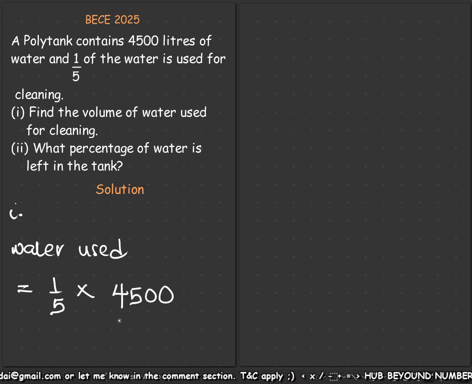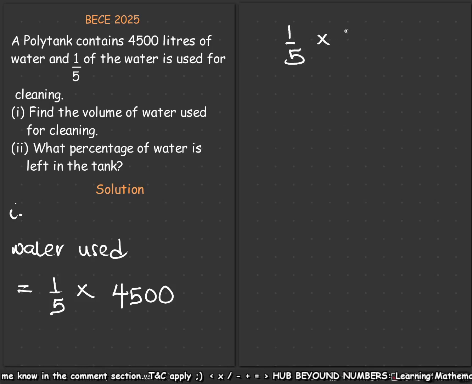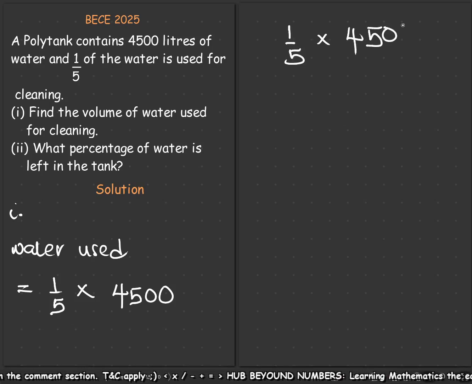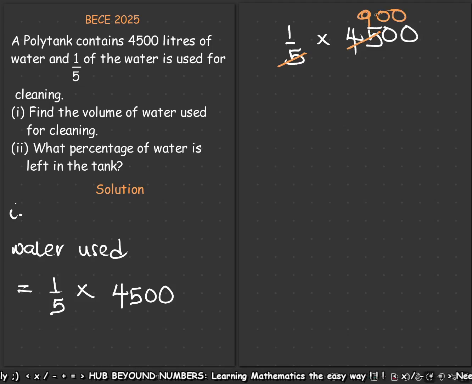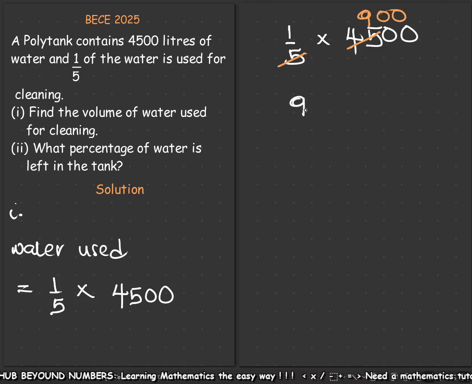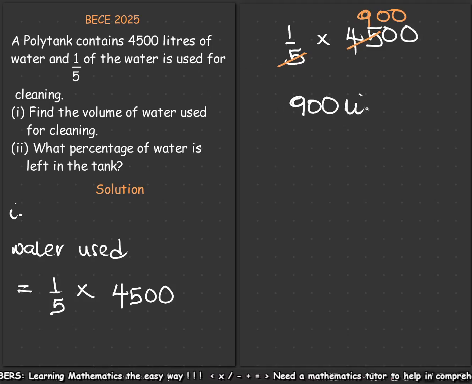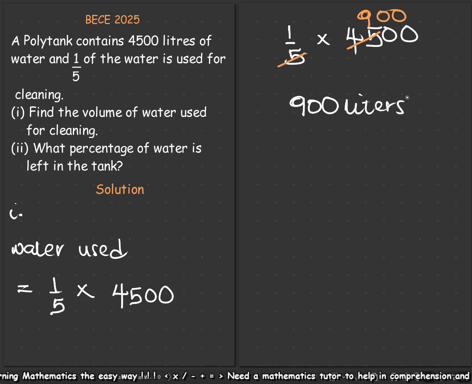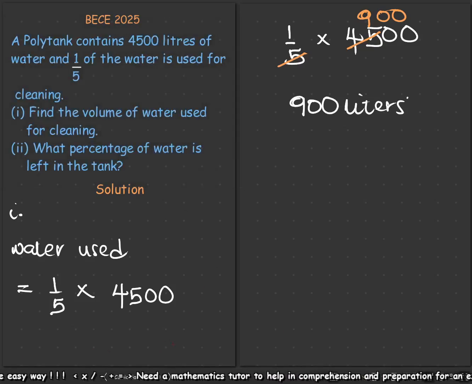And if we are to simplify that, that is 1/5 times 4,500. We know 5 divides 45 how many times? 9. Then we just put our 0 here. So 900 times 1 gives us what? 900. And don't forget your units, that is liters. So it simply means that 900 liters of water was what was actually used for cleaning.